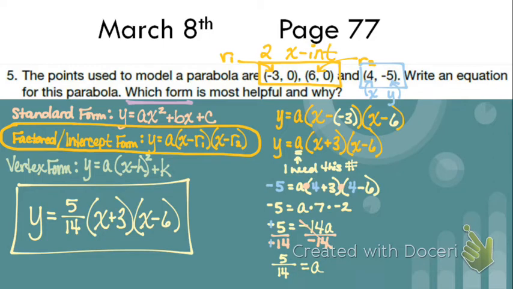What equation did we come up with? Ralph, can you read it to me? Did you write it down? No, I did not. What do we start an equation with, though? Y equals. Kevin, do you remember what we came up with for our A value? 5 over 14.